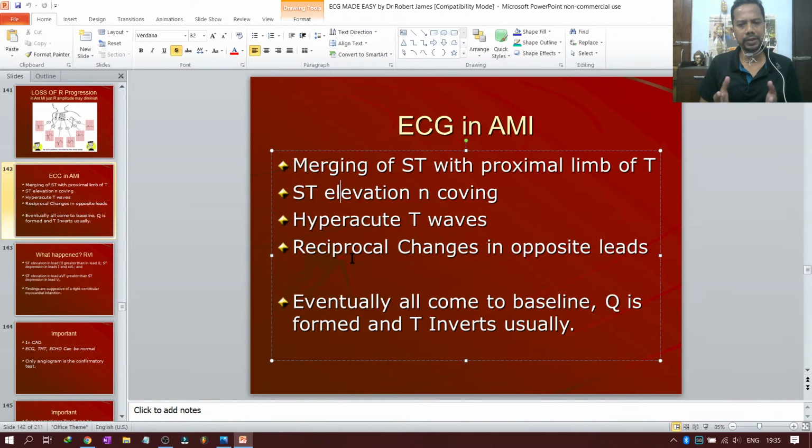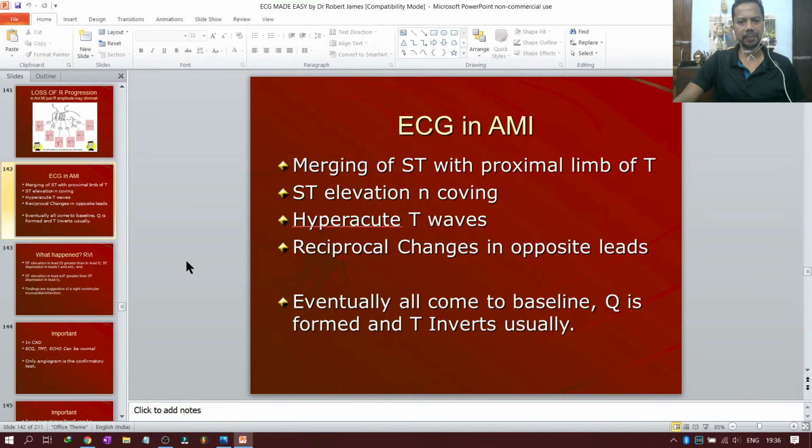And now how will you say this is a reciprocal change and this is not because of lateral wall ischemia? After few days, if the changes persist, maybe it is a sign of ischemia also. Patient has had inferior wall MI plus he also has lateral wall ischemia, because many times we have seen patients come with inferior wall MI, we thrombolize them, after 2 days they develop acute anterior wall MI. So this keeps on happening.